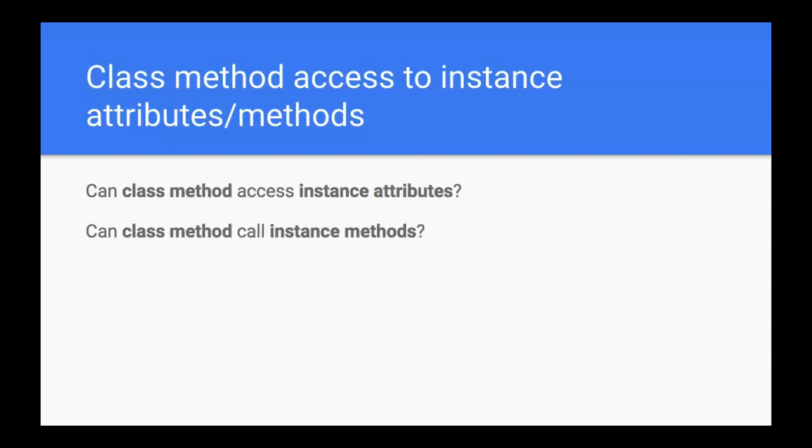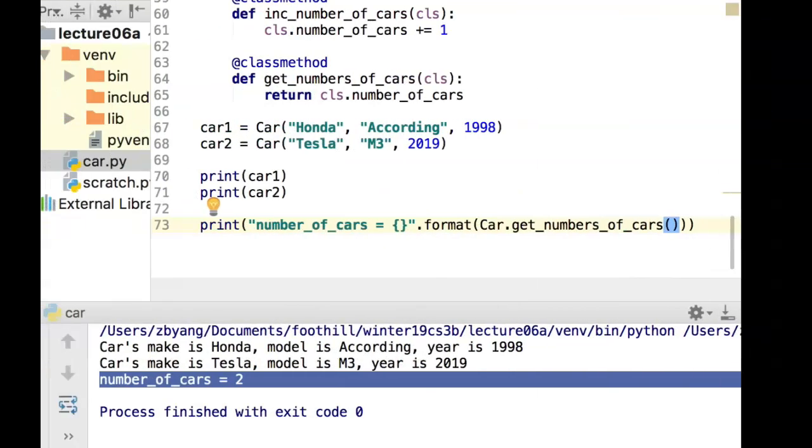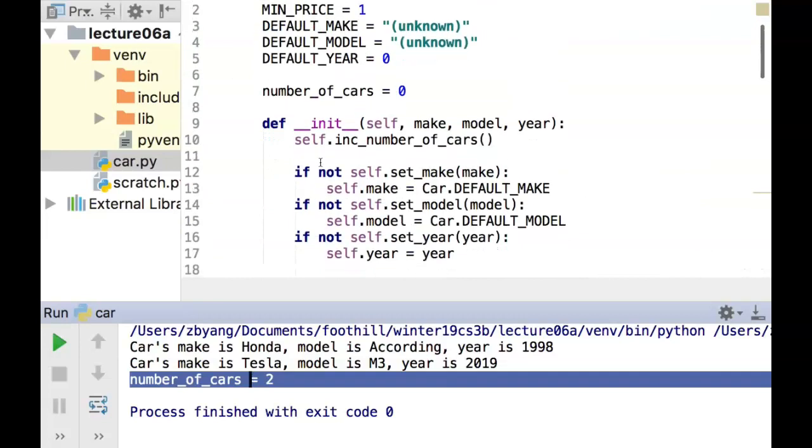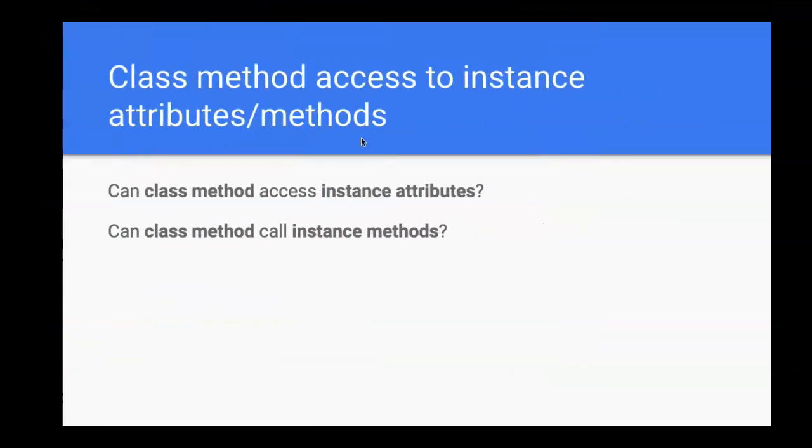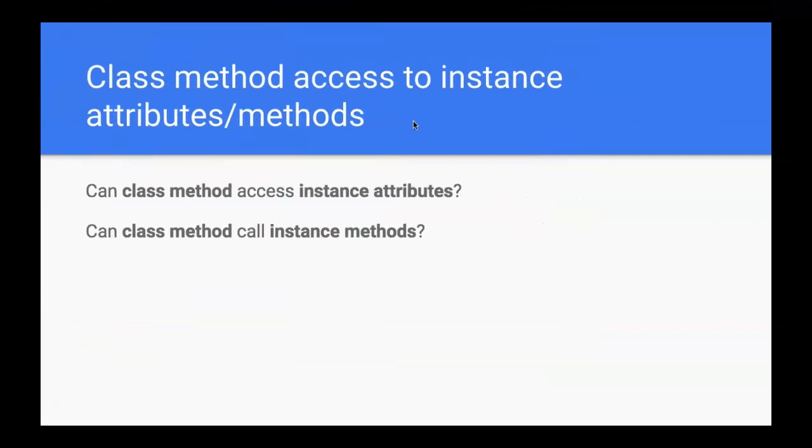Oh wait, one more thing. We saw here that from within an instance method we can call class methods, right? How about the other way around? Can class methods access instance attributes, or can they call instance methods? So think for a moment. Can they do that?